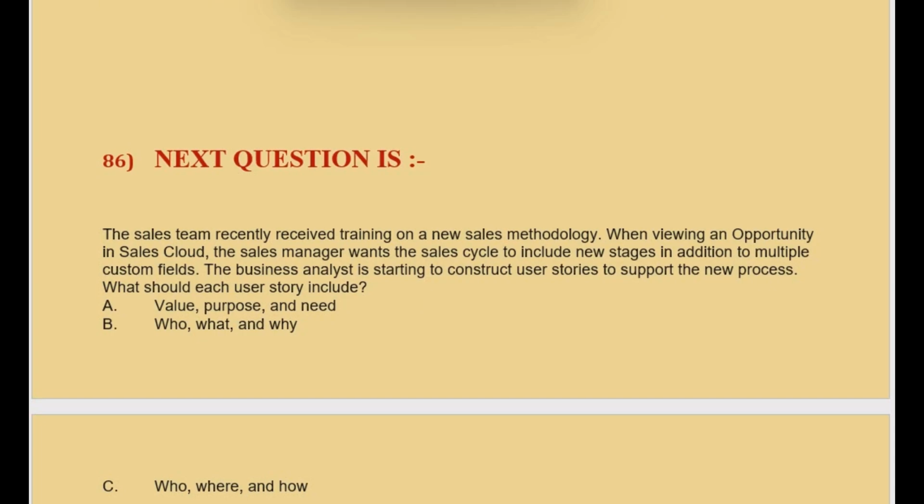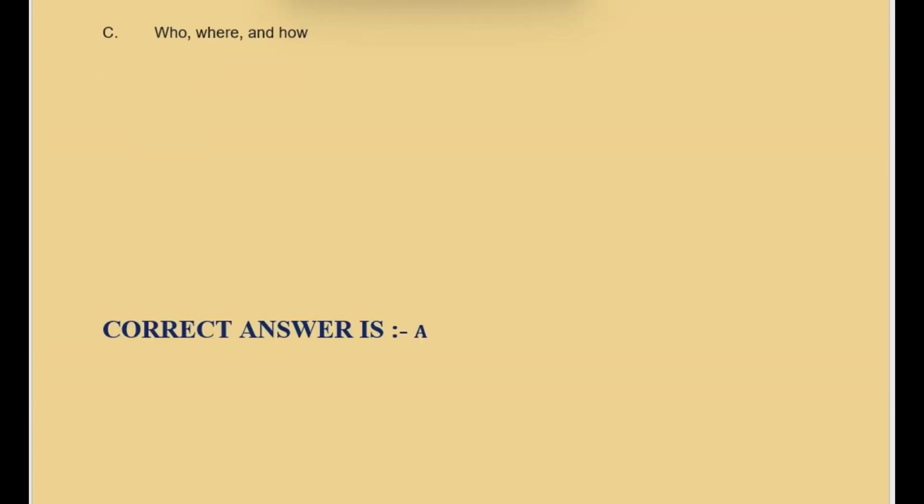Question is, the sales team recently received training on a new sales methodology. When viewing an opportunity in Sales Cloud, the sales manager wants the sales cycle to include new stages in addition to multiple custom fields. The business analyst is starting to construct user stories to support the new process. What should each user story include? Option A, value, purpose, and need. Option B, who, what, and why. Option C, who, where, and how. Correct answer is option A.